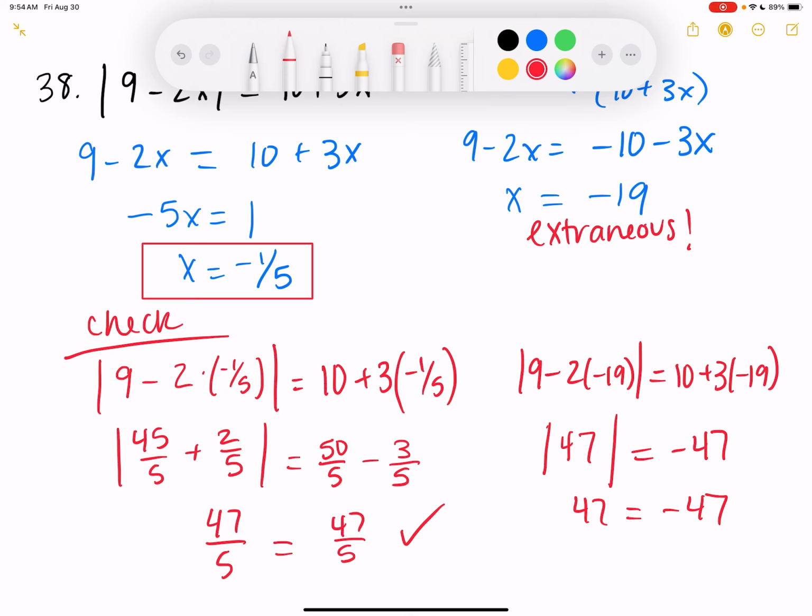So why did we get extraneous solutions? Because of the absolute value. Okay.